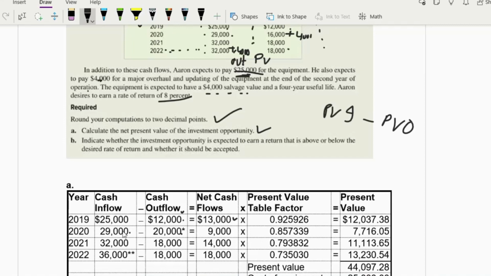Then second year is done. Third year 32,000 and 18,000. Fourth year, if you see, it's 32, but 4,000 is salvage value, so that becomes 36 and 18,000, so 18,000 is net. Now go to the present value table, single amount, not annuity, because this is not repeated. 13,000 multiplied by 1 year interest factor at 8%, 9,000 multiplied by 2 years interest factor at 8%, 14,000 multiplied by 3 years interest factor at 8%, and this is 4 years interest factor at 8%.